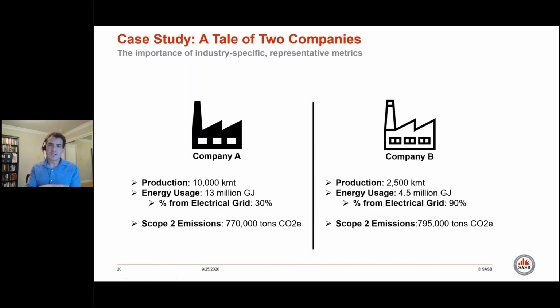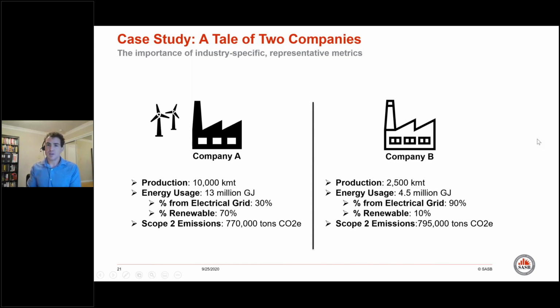Consistent with the previous slide, we can now see a key difference between the two companies. So here, Company A is only sourcing about 30% of its energy from the electrical grid, whereas Company B is sourcing about 90% of its energy from the grid. And this, of course, tells us something important. This connects directly through to that Scope 2 emissions number, which are the emissions associated with this external energy usage. But it still begs the question why these numbers are so different.